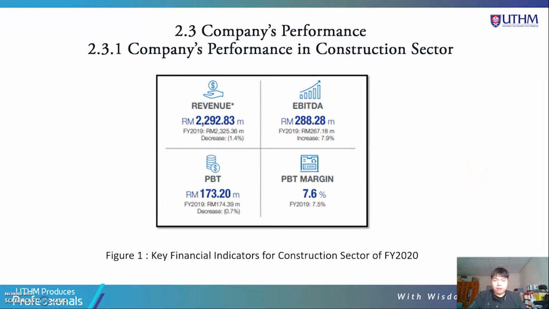Next, I will present the company performance. First, the company performance in the construction sector, as can be seen in the figures, which show the key financial indicators for the construction sector for financial year 2020. You can see the revenue decreased by 1.4% compared to financial year 2019. Its earnings before interest, tax, depreciation, and amortization increased 7.9%, and profit before tax decreased by 0.7% compared to financial year 2019, and its margin is 7.6%.